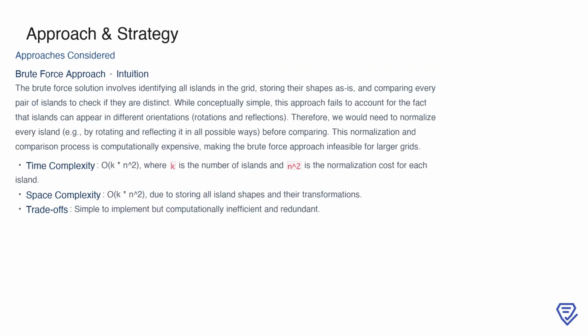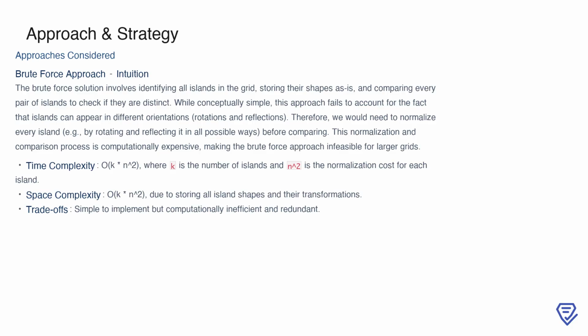To begin, let's consider the brute force approach. The intuition here is straightforward: we identify all islands in the grid, store their shapes exactly as they appear, and then compare every pair of islands to determine whether they are distinct. However, there's a major challenge with this method. Islands can appear in different orientations, such as rotations and reflections, and this approach doesn't account for those variations. To handle this, we would need to normalize each island by generating all possible transformations, rotating and reflecting the island in every way, before making comparisons.